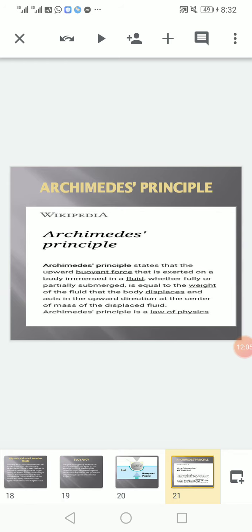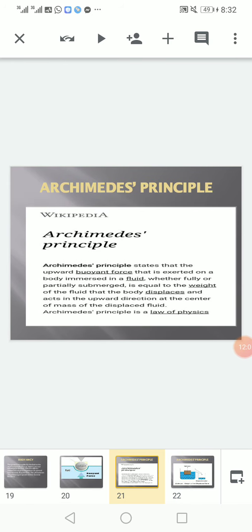Now, Archimedes' principle states that the upward buoyant force that is exerted on a body immersed in a fluid, whether fully or partially submerged, is equal to the weight of the fluid that the body displaces and acts in an upward direction at the center of mass of the displaced fluid. Again, Archimedes' principle states the same: the upward buoyant force on a body immersed in a fluid equals the weight of the fluid displaced.